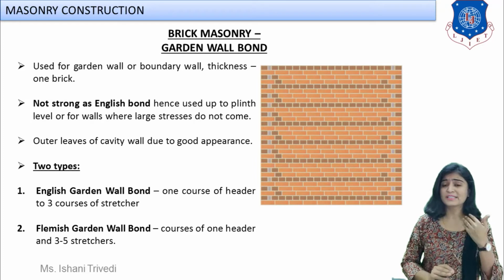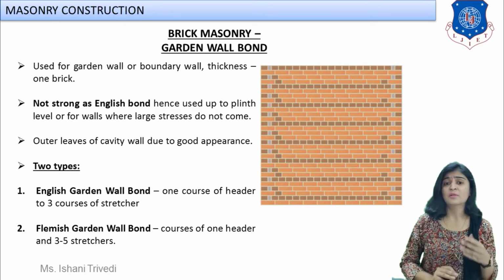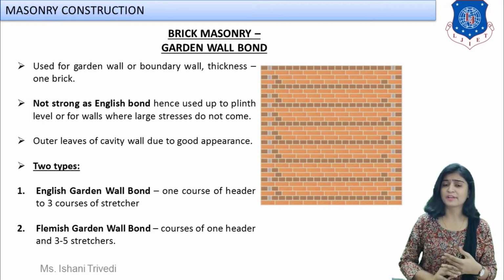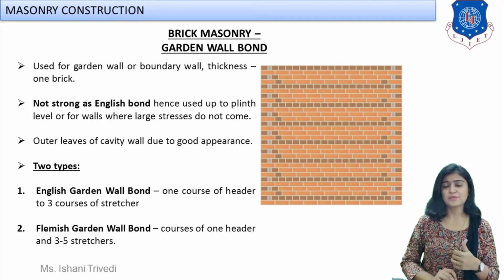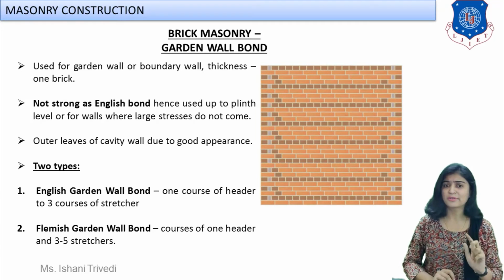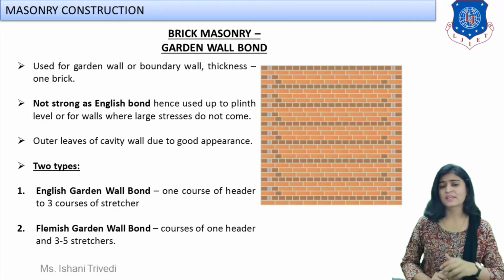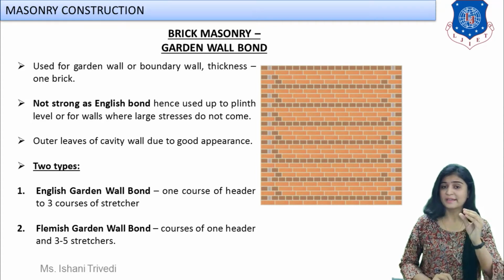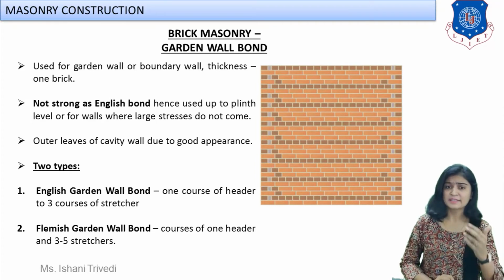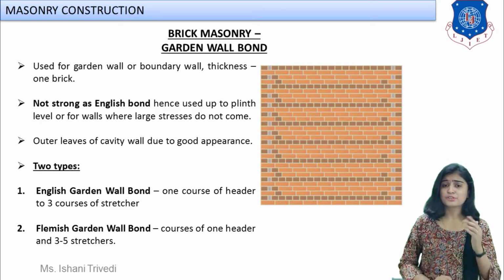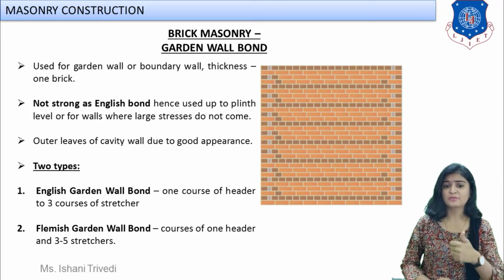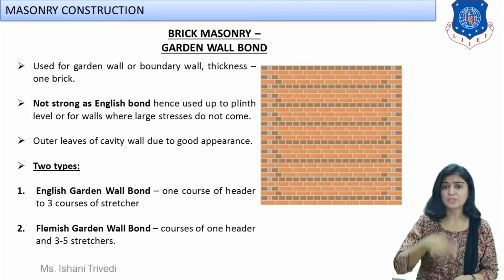So you can see that this is also an example of a modified form of Flemish and English bond. You can call it that because in English bond you had only single courses of header and stretcher. In Flemish bond you had a single header and stretcher. Here the number of stretchers is increasing, and hence it is known as a modified form of English and Flemish bond also. Also you can see that the quoins provided over here are headers and stretchers as well. It depends upon the course.